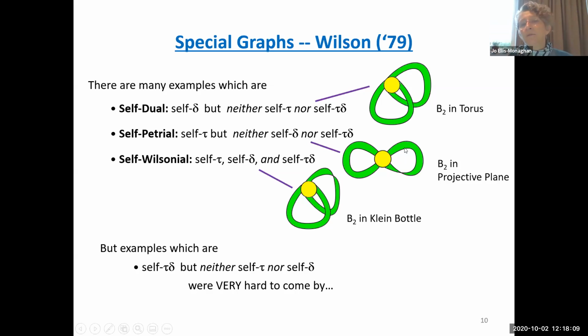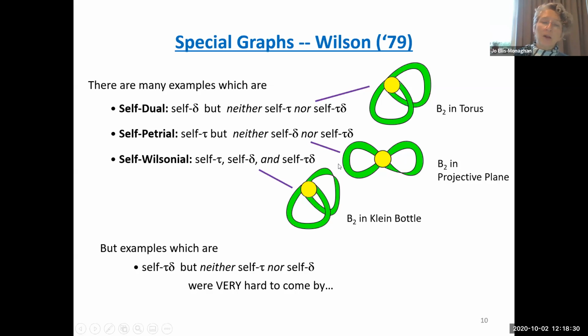This graph here, 2 loops where one of them is twisted, is self-Petrie. If you twist both sides, all it does is switch which side has the twist in it. But it's neither self-dual nor self-trial.